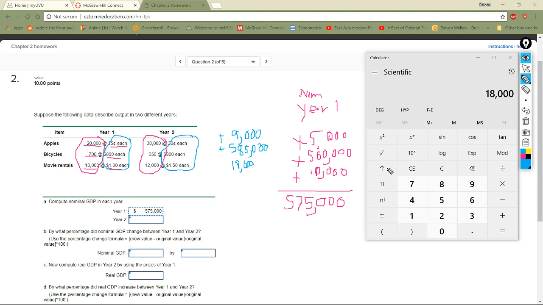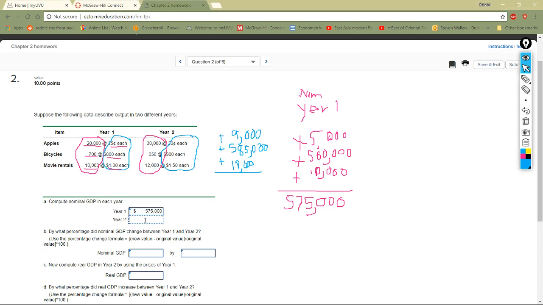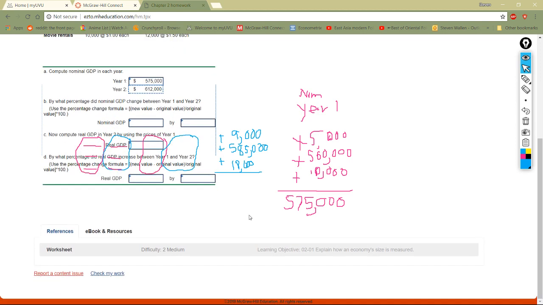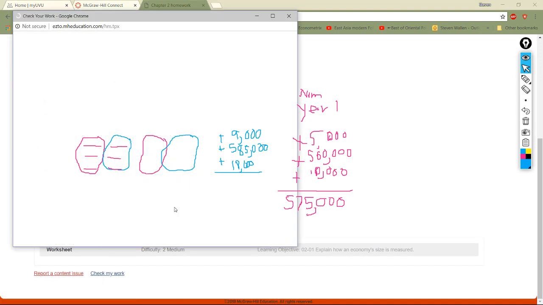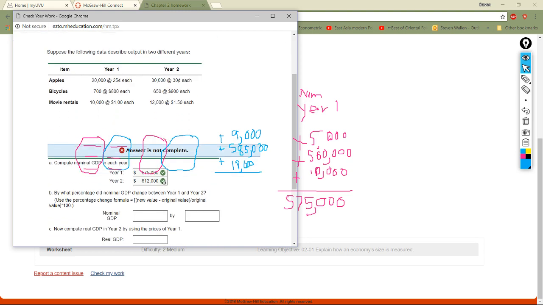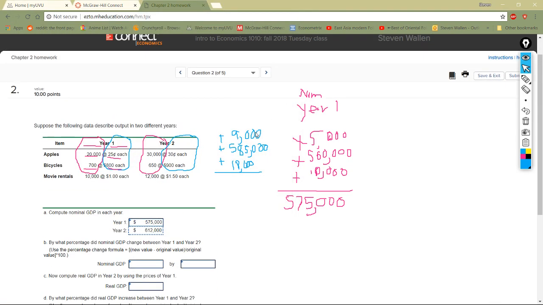Okay, let's go ahead and add this all up, shall we? So we'll just start with 18,000. We got 18,000 plugged in here. We're going to go plus 585,000 plus 9,000 equals 612,000. Let's put it in, see if we did it right. Even I can make mistakes. Let's see what's going to happen. And it's happy. We did it. Good job.